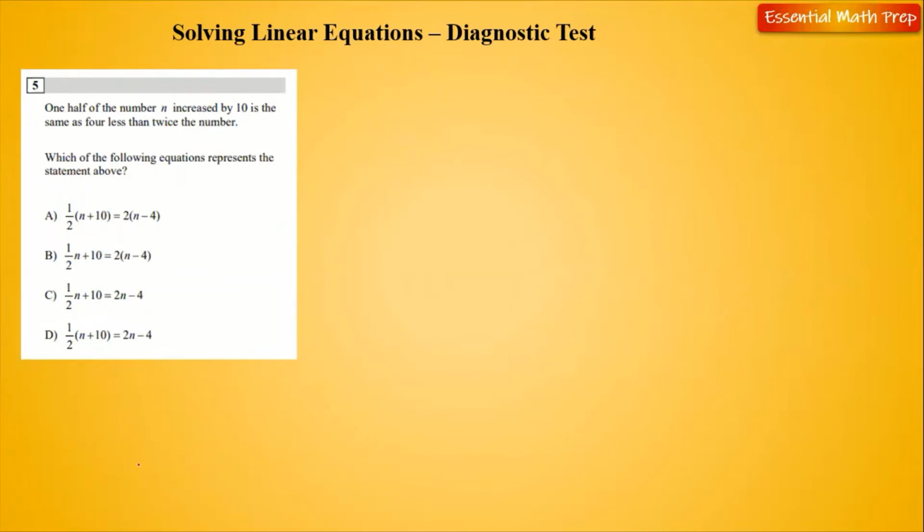1/2 of the number n is increased by 10 is the same as 4 less than twice the number. Again, "is" is the breaking point. So 1/2 of the number n, n over 2, is increased by 10, and that's equal to, right? Same as 4 less than twice the number. So twice the number is 2n minus 4. Do we have it? Yes. It's choice C.